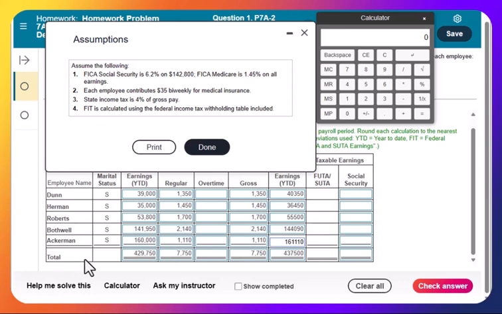So again, if the employee has made more than $142,800, they no longer have to deduct Social Security. However, this one, Bothwell, he's kind of sitting on both sides of the fence here as far as his earnings for this pay period. So again, we're going to do that calculation on the portion of wages that are eligible for that Social Security. So let's go ahead and see.